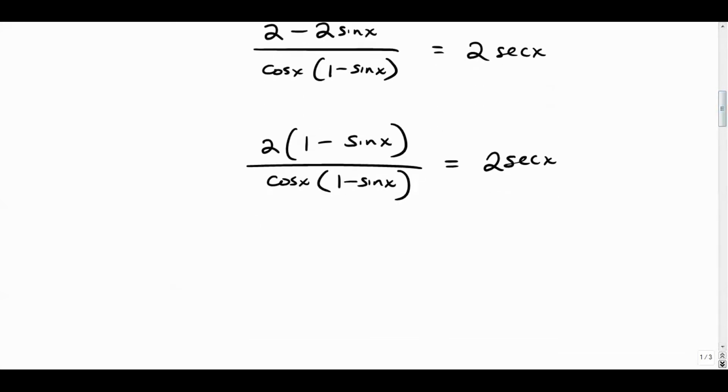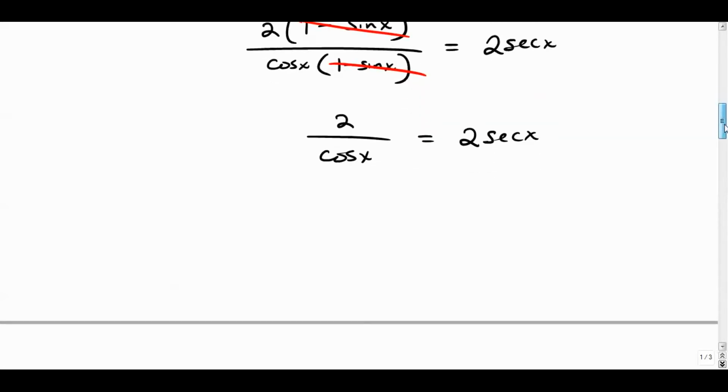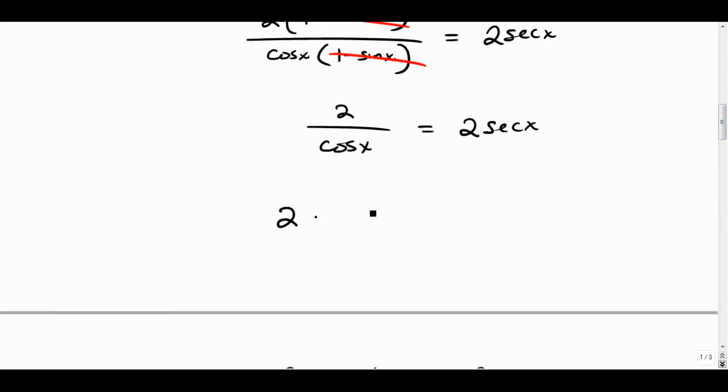Okay, so I see a nice cancellation here. These can cancel, this whole term and this whole term can cancel. So I get 2 over cosine x is equal to 2 secant x. Okay, so that's 2 times 1 over cosine x is equal to 2 secant x. Well, this is, of course, secant x, so I'm done. 2 secant x equals 2 secant x.